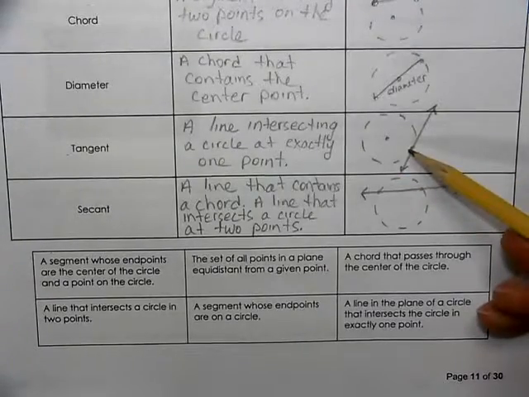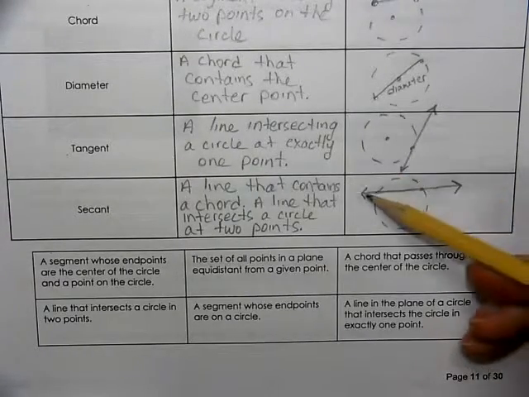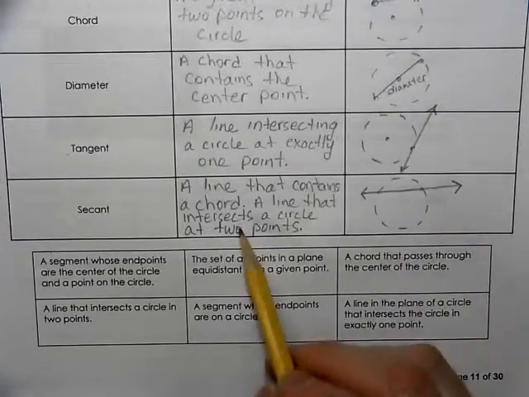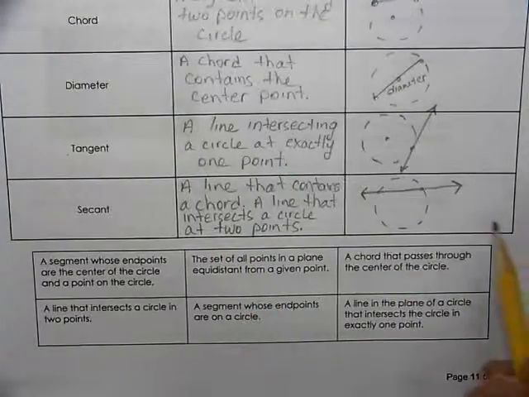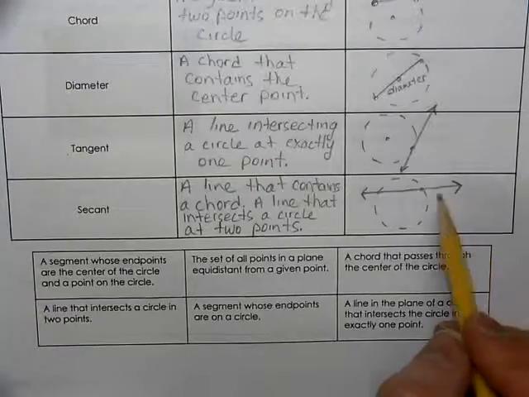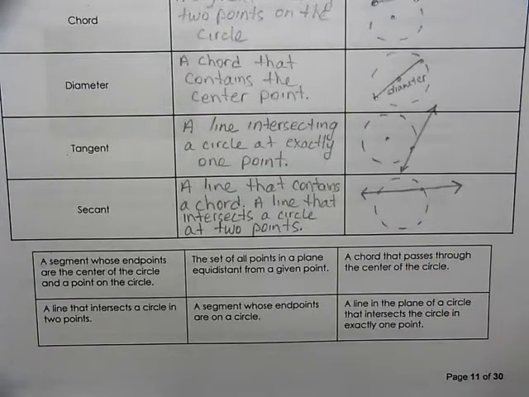Where a tangent only touches at exactly one spot, a secant has to touch at 2 spots. Because if it's going to contain the chord, it's touching at 2 spots.